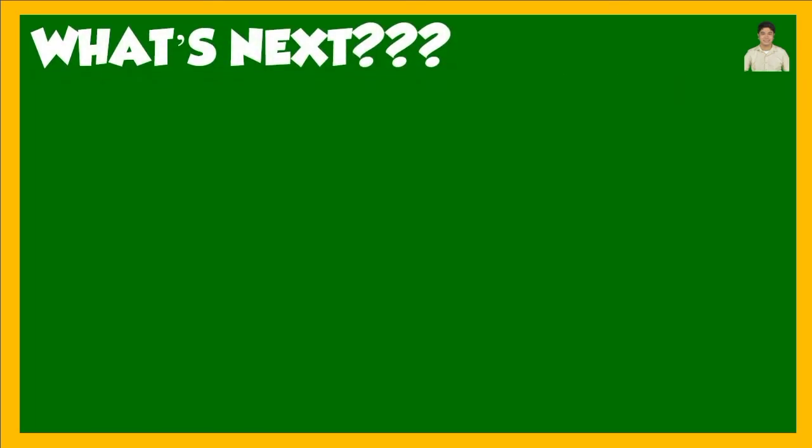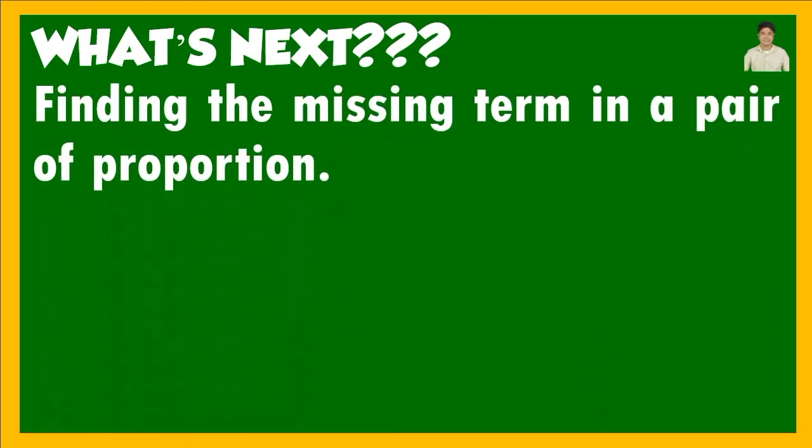So what's next? After we discussed how to identify and write equivalent ratios, on the next video lesson, the last lesson 4 for this quarter for grade 5 mathematics, we will be finding the missing term in a pair of proportion. The proportion, we already showed in this video lesson, because we got equivalent ratios. So on the next video lesson, in those equivalent ratios, we will find the missing ones. There will be missing terms that we need to compute.